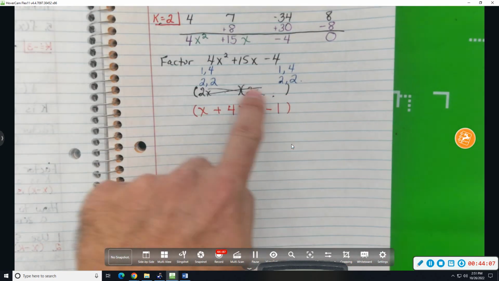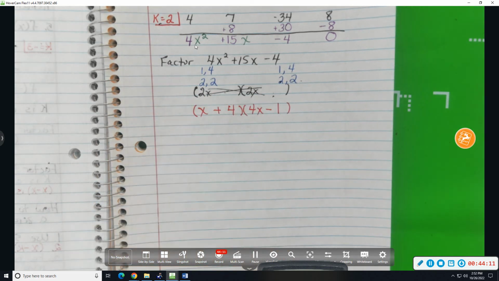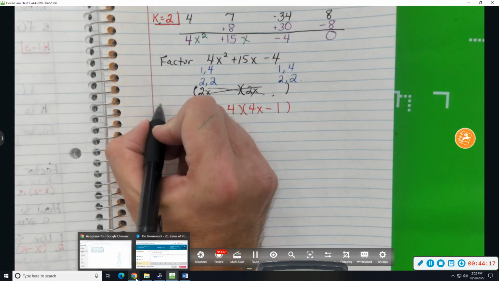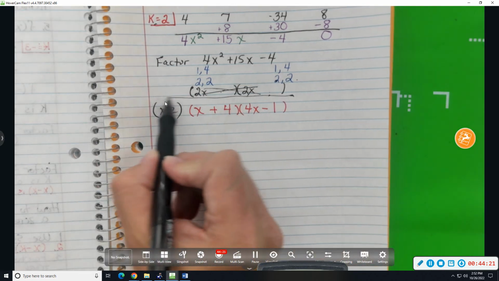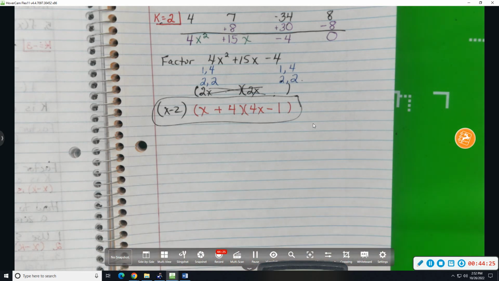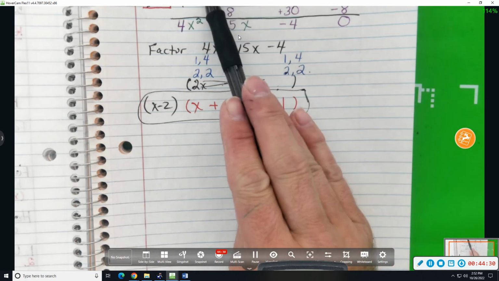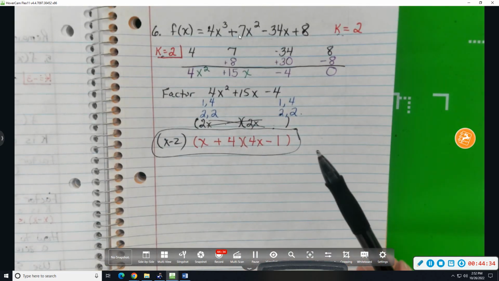Found using trial and error right here. Your goal is going to be 3 sets of parentheses. One of them is the x minus k, so x minus 2. Here they all are. If you started FOILing it and multiplying it out and combining like terms, you'll get this: 4x to the third plus 7x squared minus 34x plus 8.